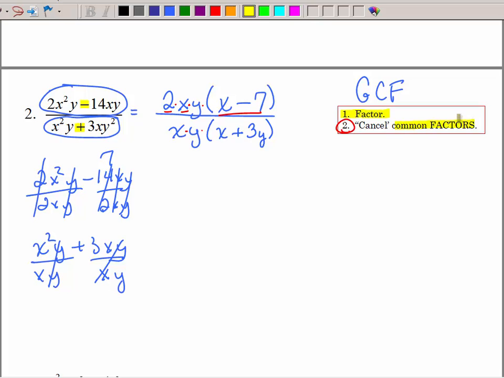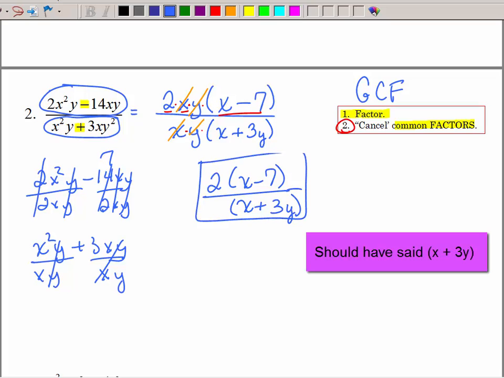Do you see anything that's alike? Well, yes, you do. You have the x's and you have the y's. So you would be left with 2, then x minus 7 over x plus 3. And again, I like to put those factors in parentheses just to remind me that that itself is a factor.